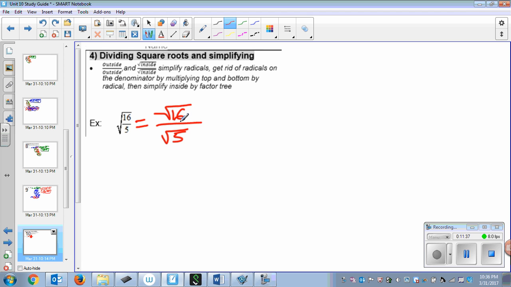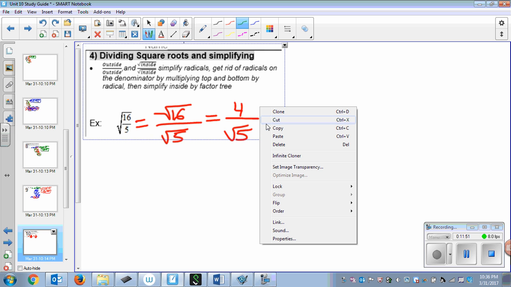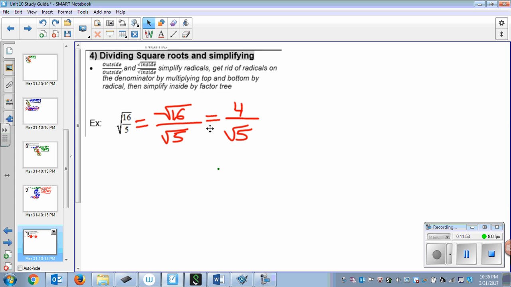Now, before you start doing any other simplifying, you should always check to see if you have any perfect squares. 16 is a perfect square, so the square root of 16 is 4, and I have 4 over the square root of 5. Now I've got to get rid of that square root on the bottom, and the way we do that is by multiplying the top and bottom by the square root of 5.